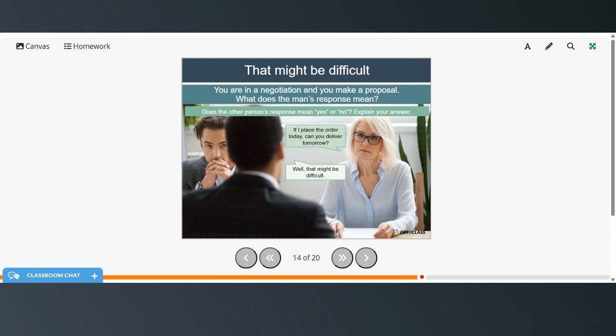He says, well, that might be difficult. It kind of seems like it's not a definite yes. It's more like a maybe, but leaning toward a no. But he's not saying it's impossible because he's using the modal verb might. So there is maybe a small possibility. It might be difficult.